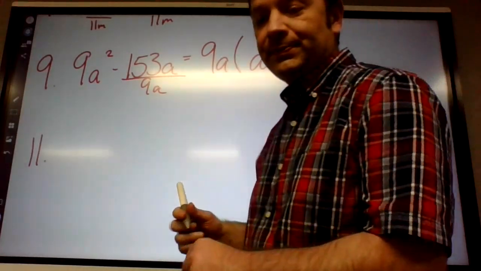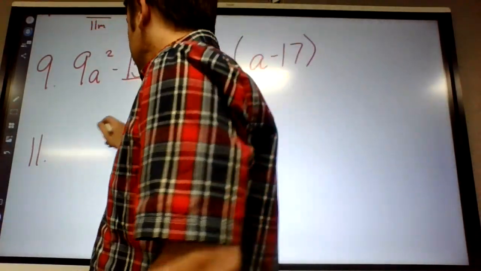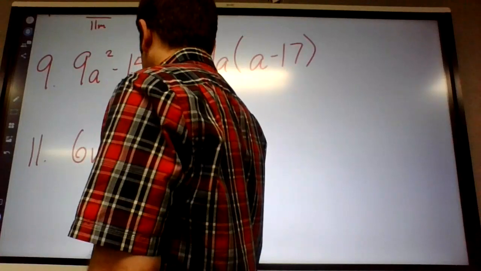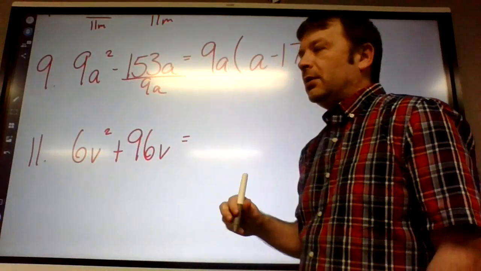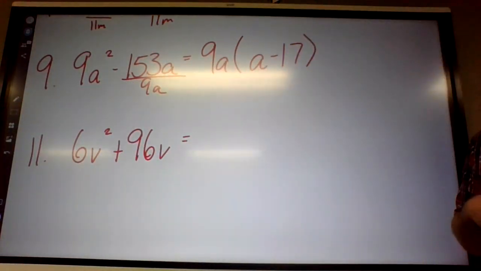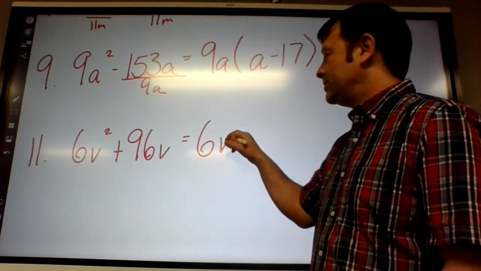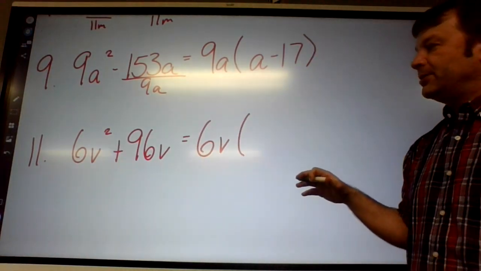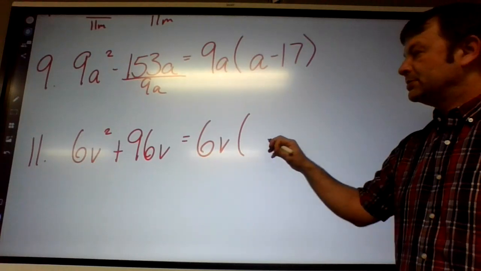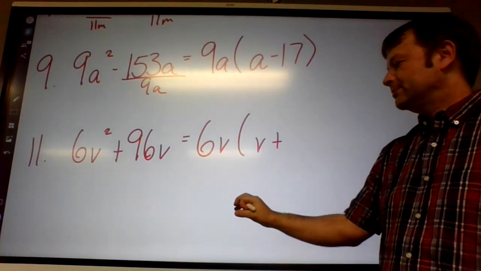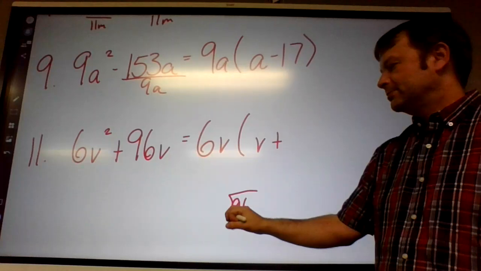Number 11. All right, Pearson, guess what goes into those two? 6 and V. So what's going to be the leftover? 3 plus 16. Yeah.